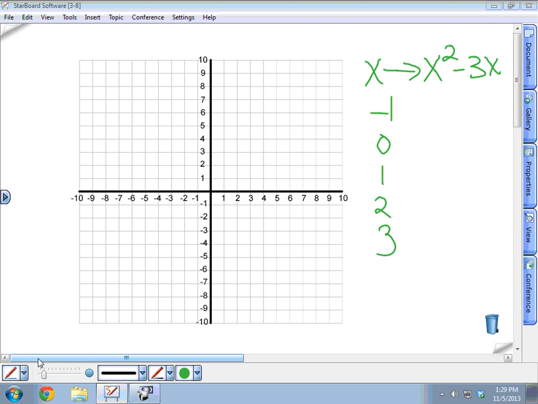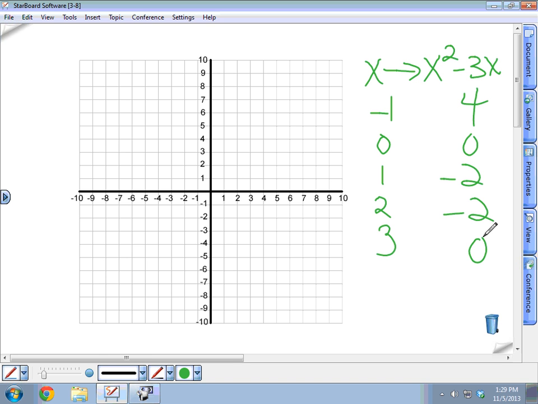Because it's the wrong answer. -1 times -1 is 1. 1 minus -3. 1 plus 3 is 4. Well, that's why you would be confused. And if you look on your sheet, it does give the point -1, 4 there. Okay? So if you kept putting those in, you'd find the points 0, 0, 1, -2, 2, -2, and 3, 0. Wait, how is 0?